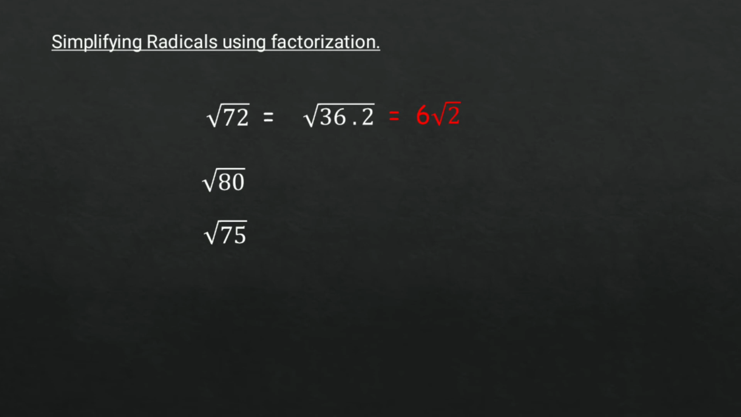For our second example, we have the square root of 80. The factors are 16 and 5 because 16 is a perfect square. So the square root of 16 is 4, and then the square root of 5. For our next example, we have the square root of 75. The factors of 75 that include a perfect square are 25 and 3. So let's simplify: the square root of 25 is 5, times the square root of 3. So this is our final answer.